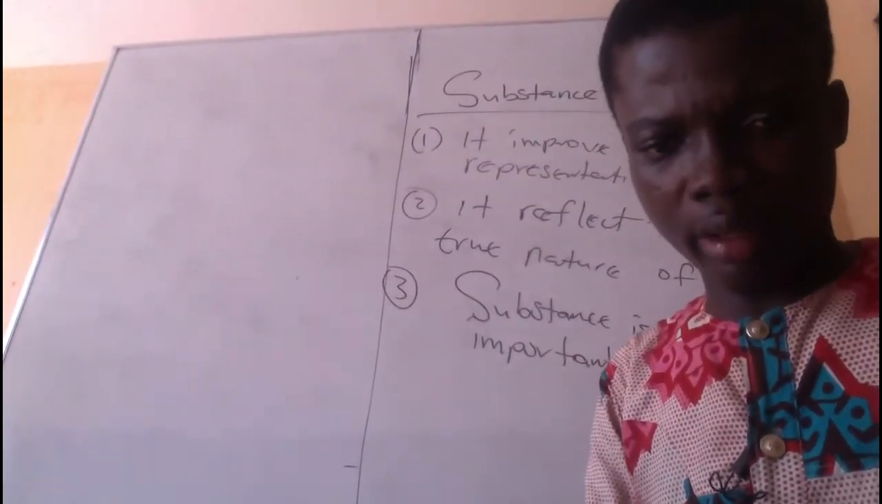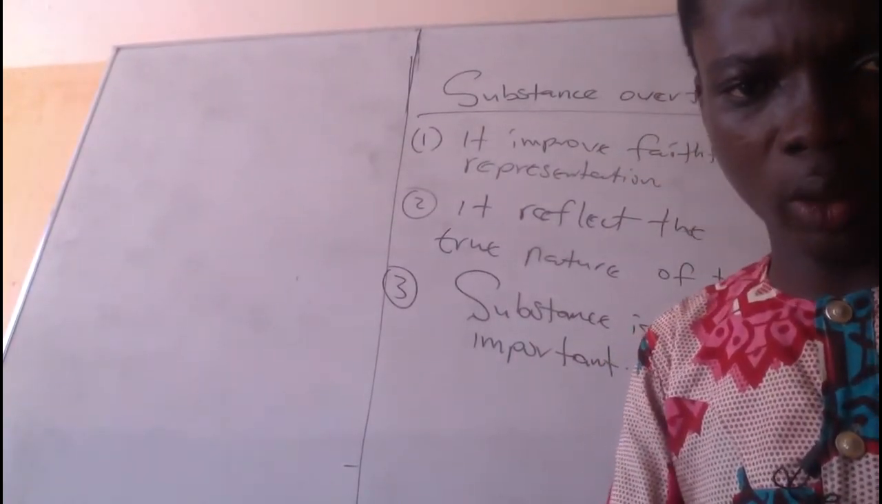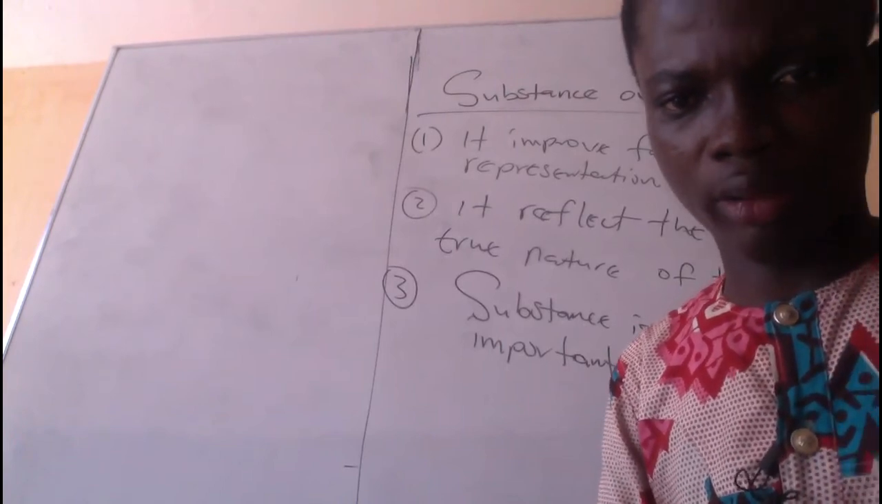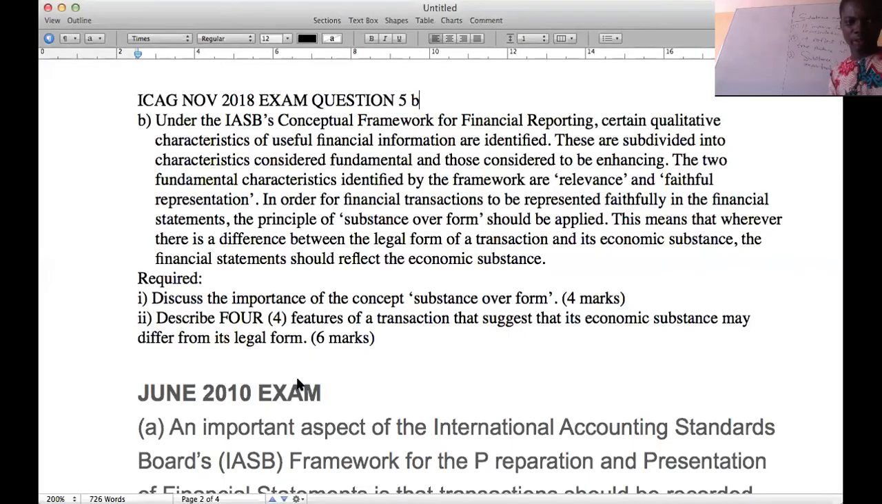Now be with me and then let's see the B parts of the question. The B part of the question says: describe 4 features of a transaction that suggest that its economic substance may differ from its legal form.